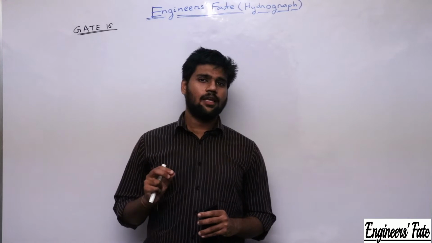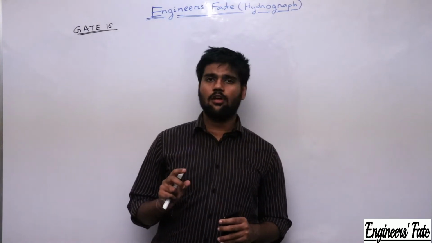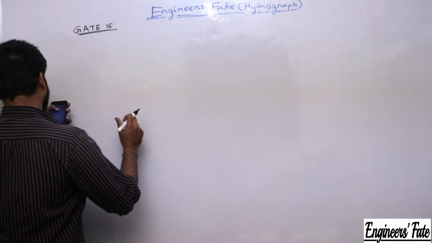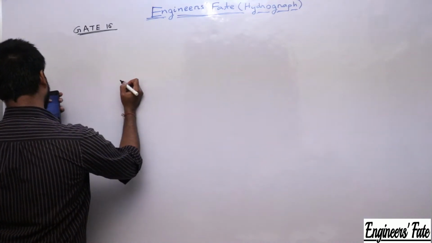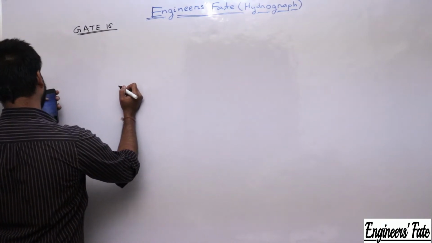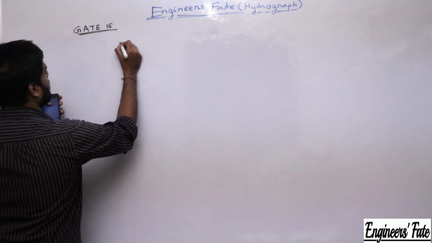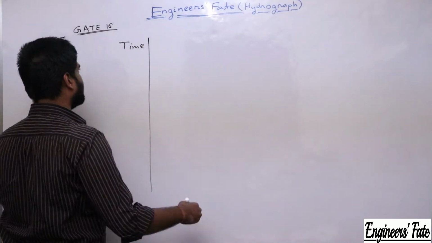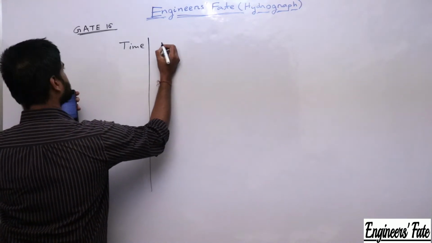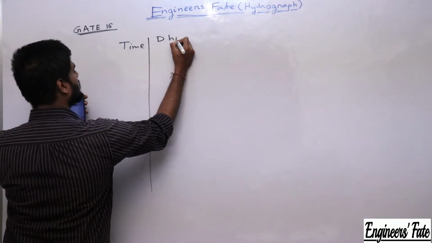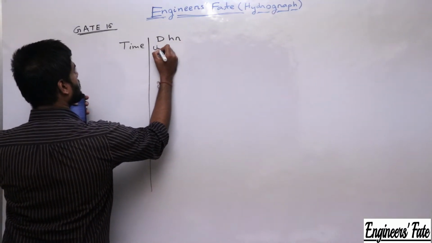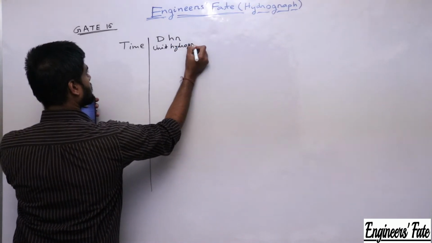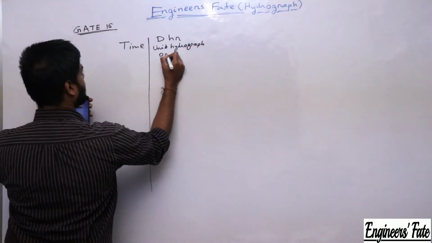So please see the procedure, the way I am solving. He has given the ordinates of the 1-hour unit hydrograph at 60-minute interval. So in the first column I can write time, next the 1-hour unit hydrograph ordinates.